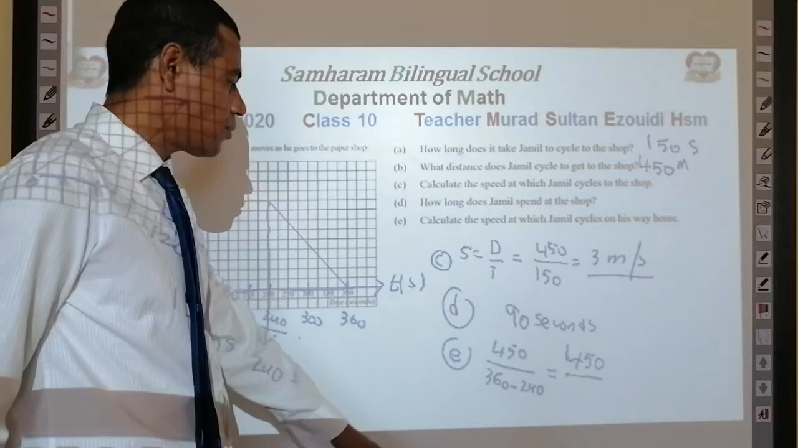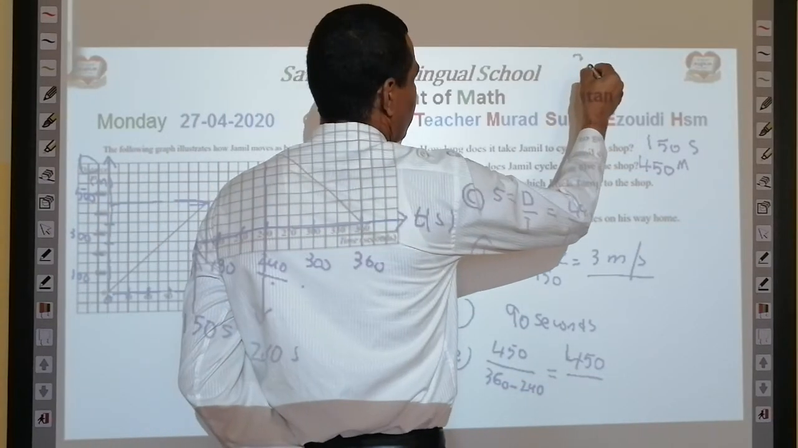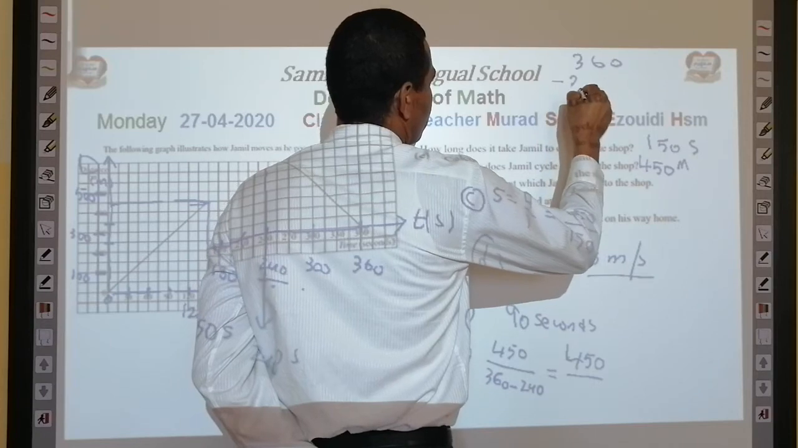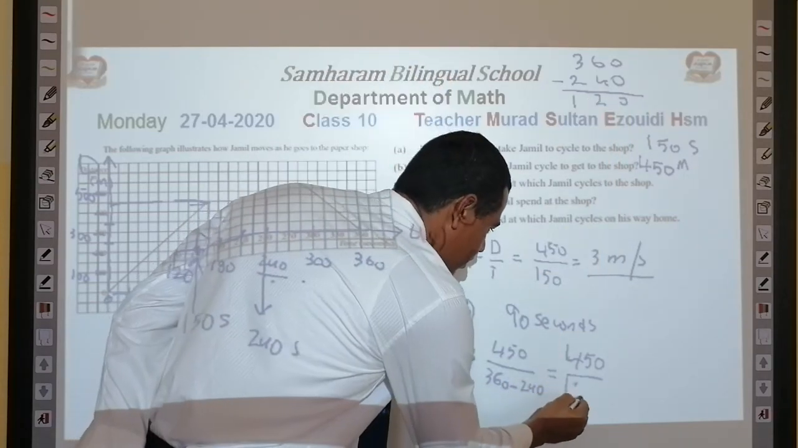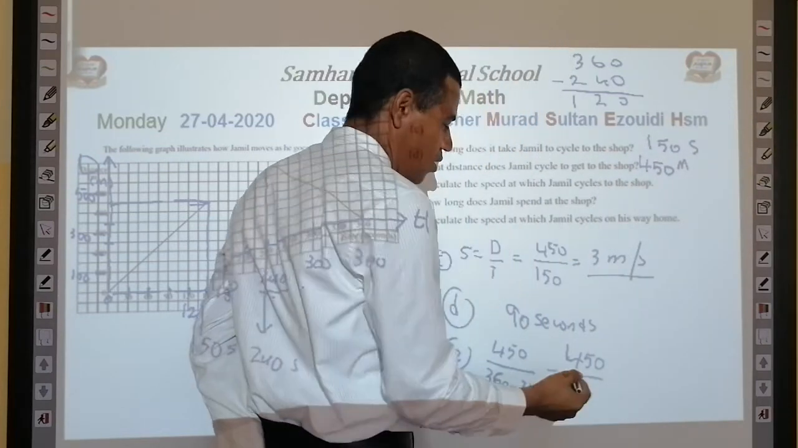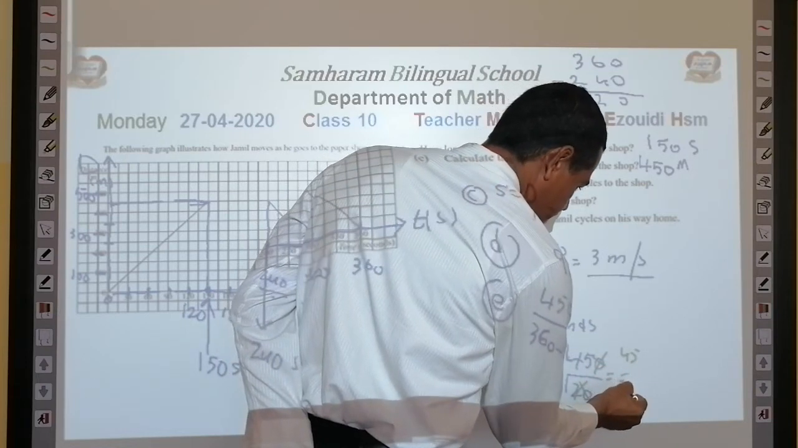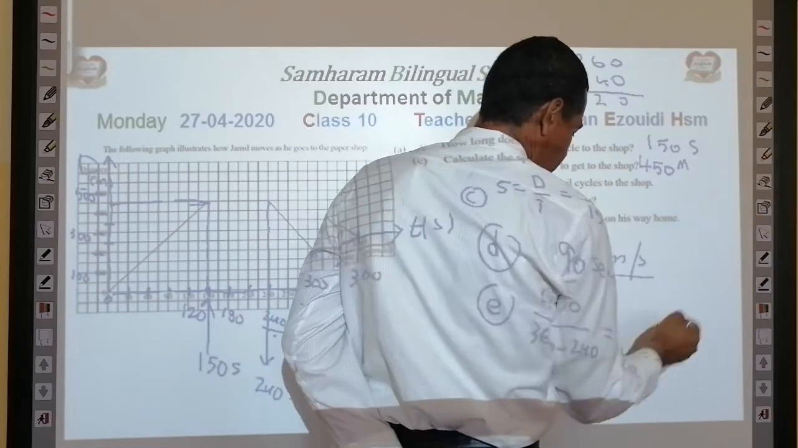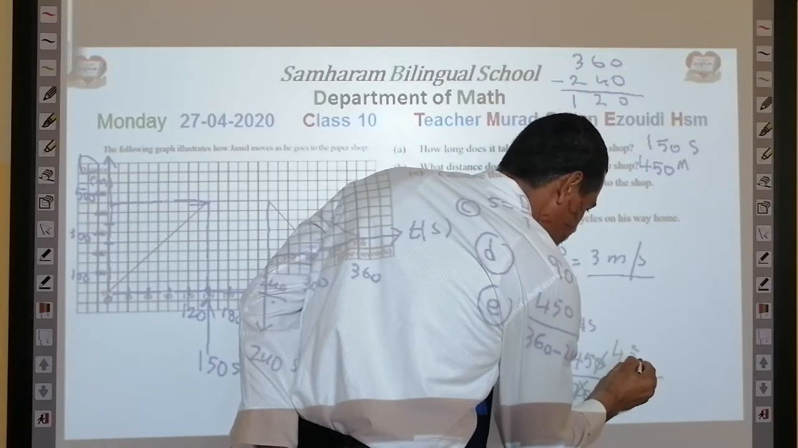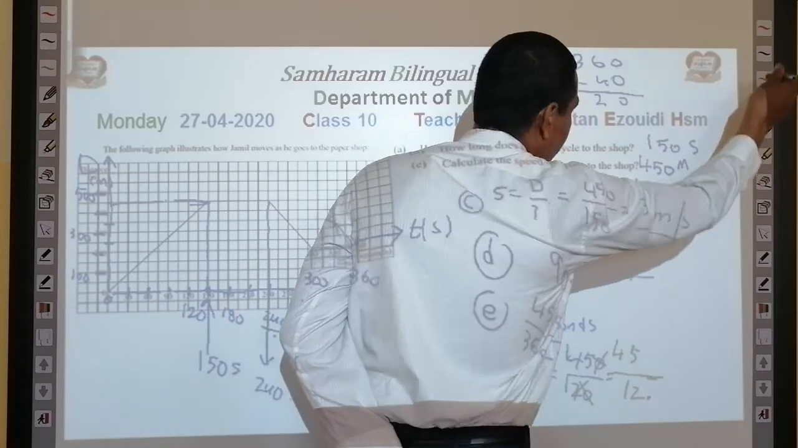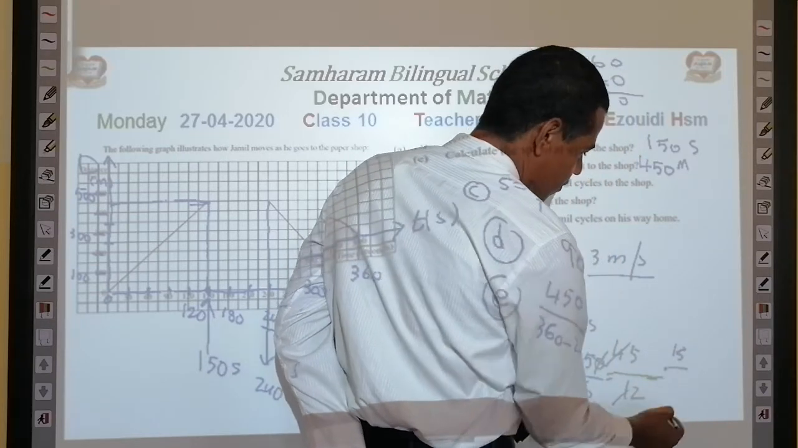divided by 360 minus 240. Look here, 360 minus 240. This is 0. Okay, will be 120. Then try to cancel the common factor, which is 10. Okay, it will be 45 divided by 12, then divided by 3, and here by 3, it will be 15 divided by 4.